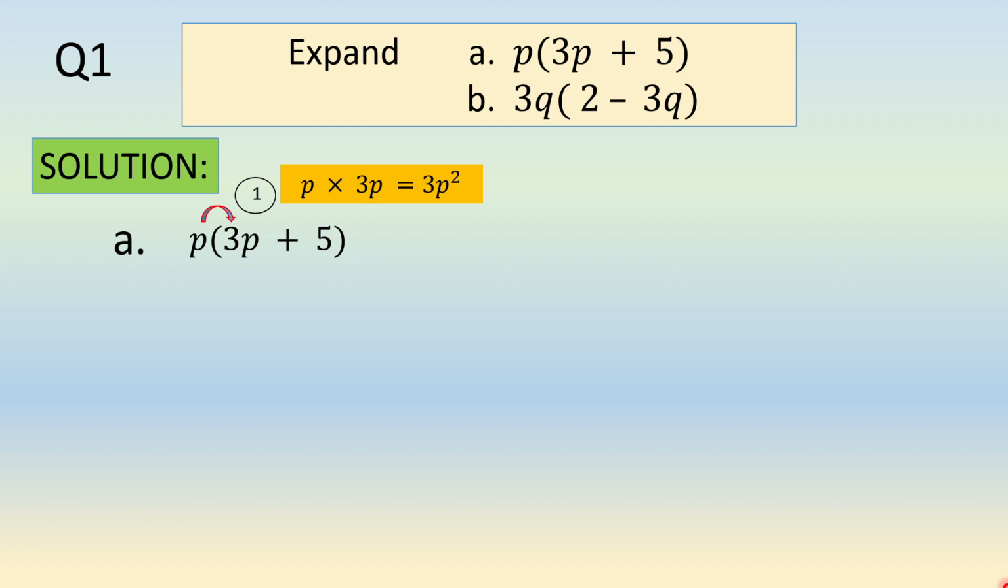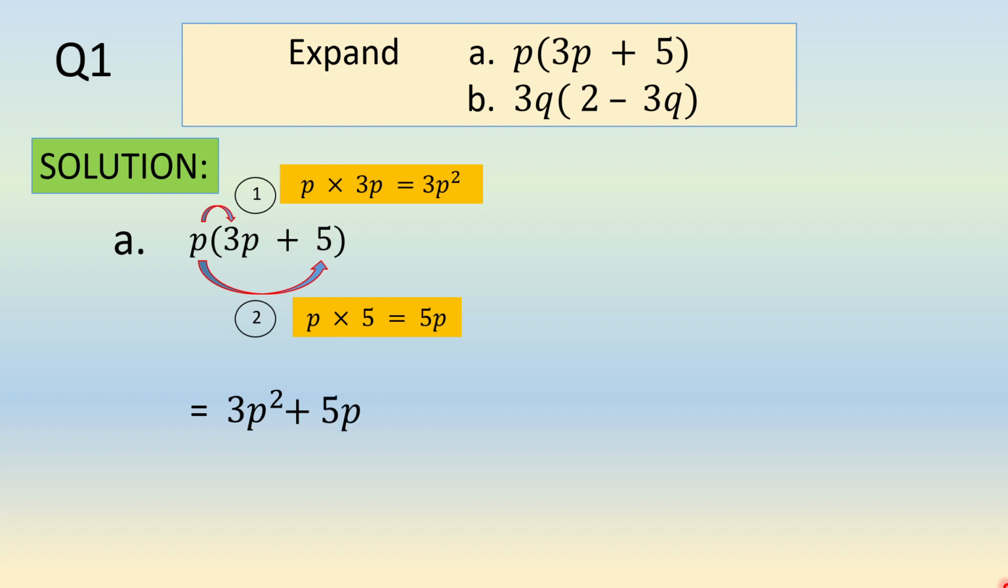So when you multiply, you get p times 3p. Remember, p times p becomes p square. So the answer will be 3p square. Okay, so you can start writing your answer down there. Now the second step will be multiplying p with value 5. So p times 5, you will get 5p. Since this is a positive term, you plus 5p.